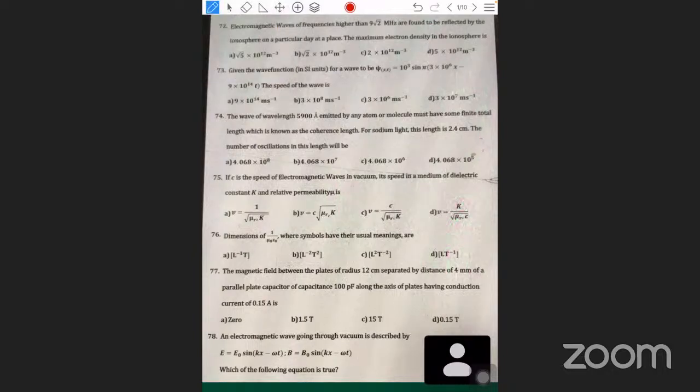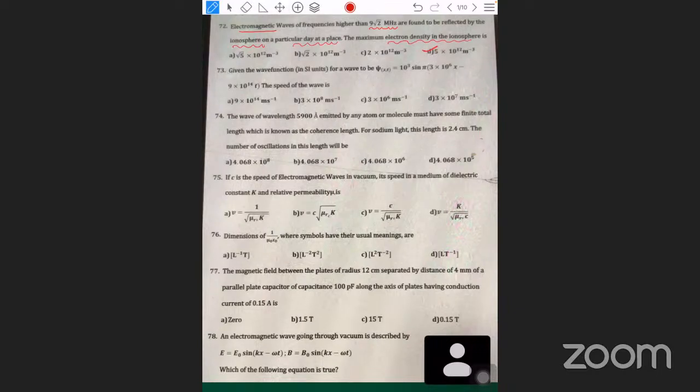Look at this. Electromagnetic waves have frequency higher than 9√2 megahertz by the reflection of the ionosphere on a particular day at a place. What is the maximum electron density in the ionosphere? It's a standard result: the maximum electron density in the ionosphere is 5 into 10 power 12.